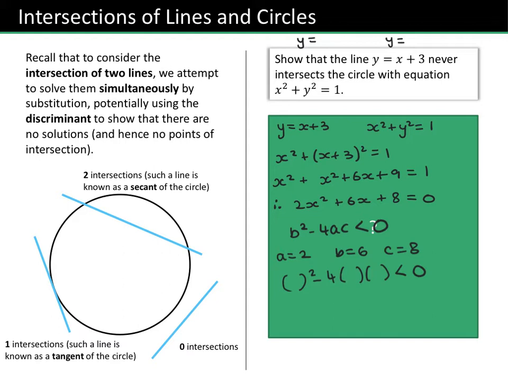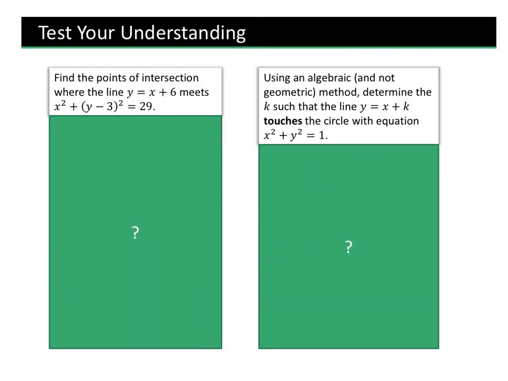Our b is 6, our a is 2, and our c is 8. So we're going to have 36 minus 4 times 16, which is 64. Is that less than 0? We're going to get negative 28, which is less than 0. Is that right? Yeah. Therefore, this is negative 28. Therefore, no solutions. Okay, any questions?